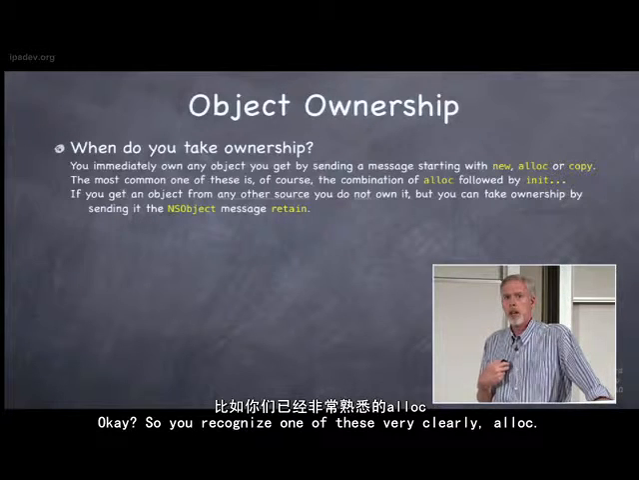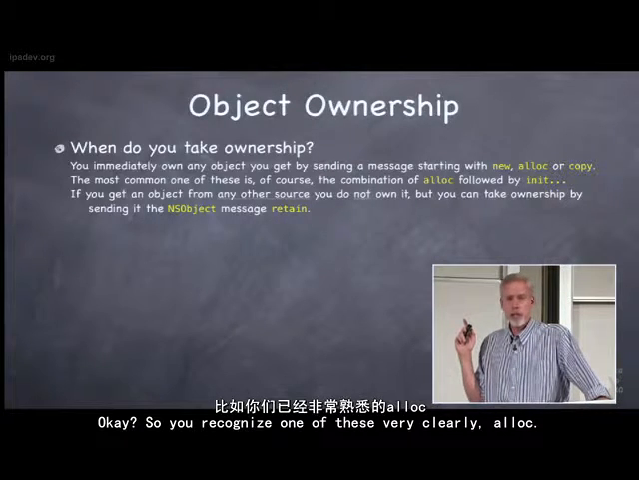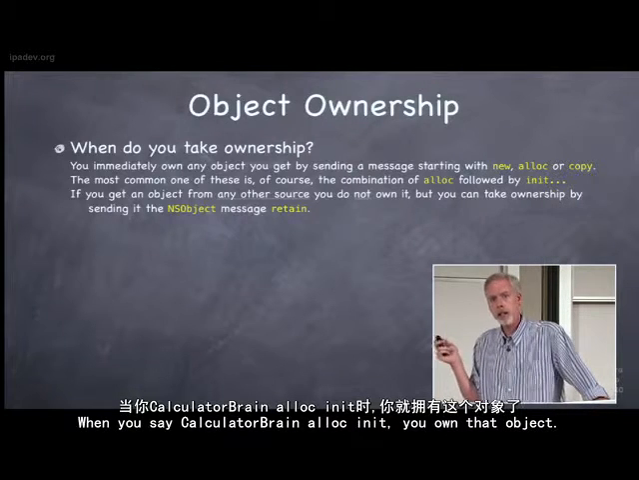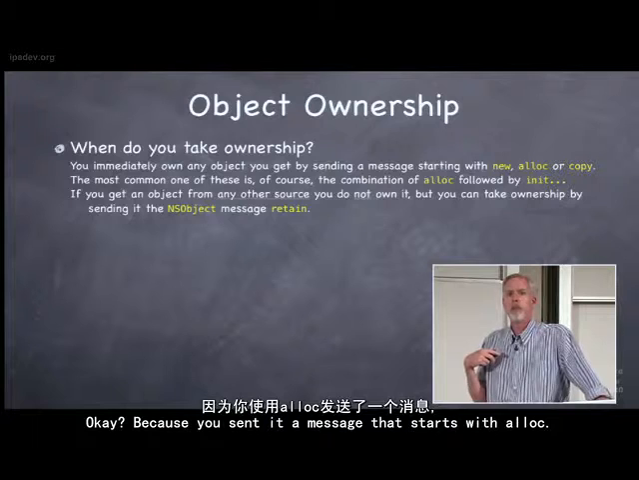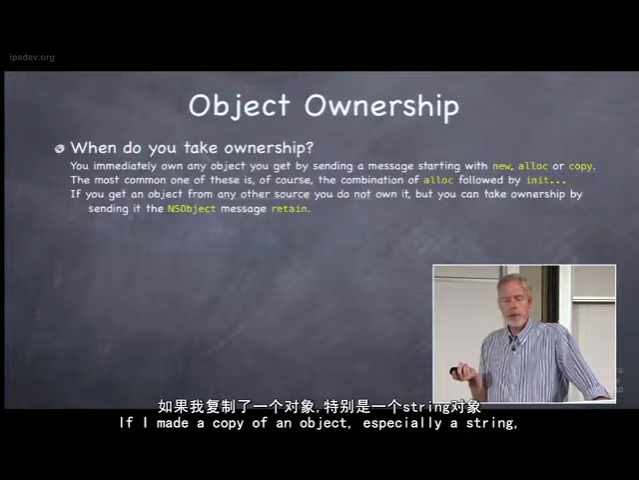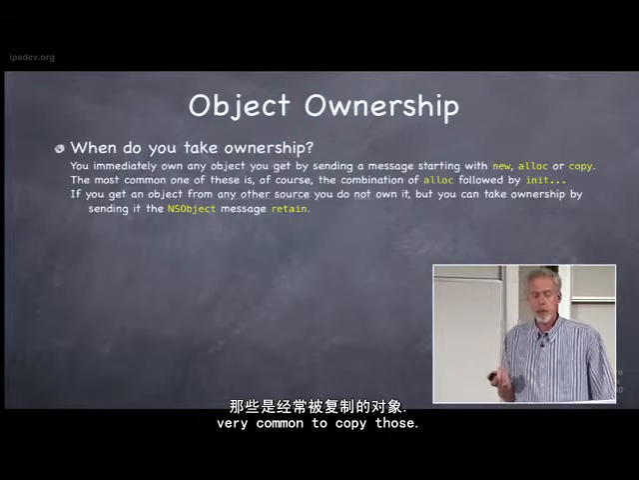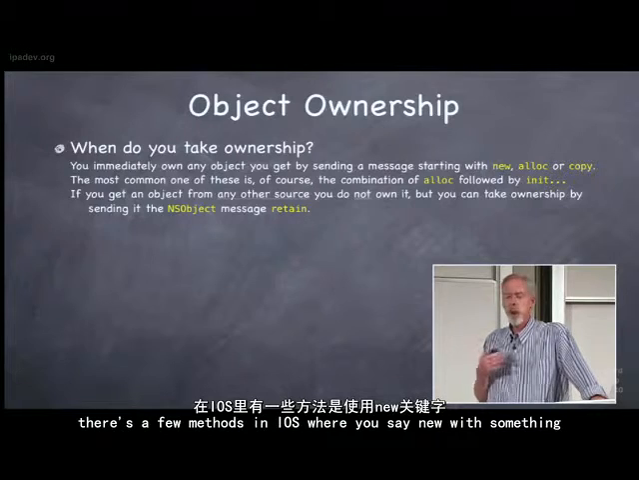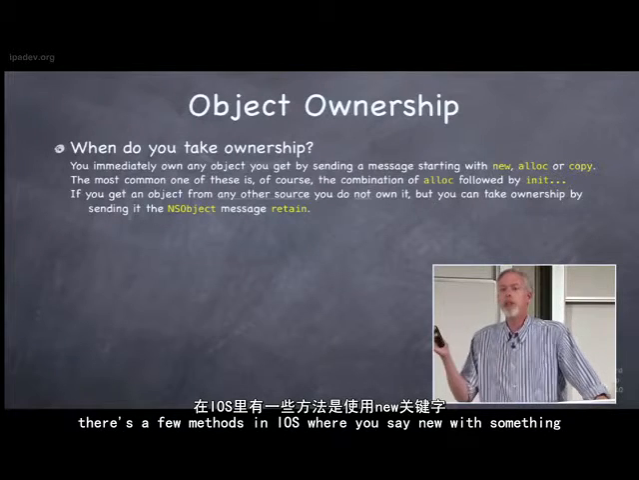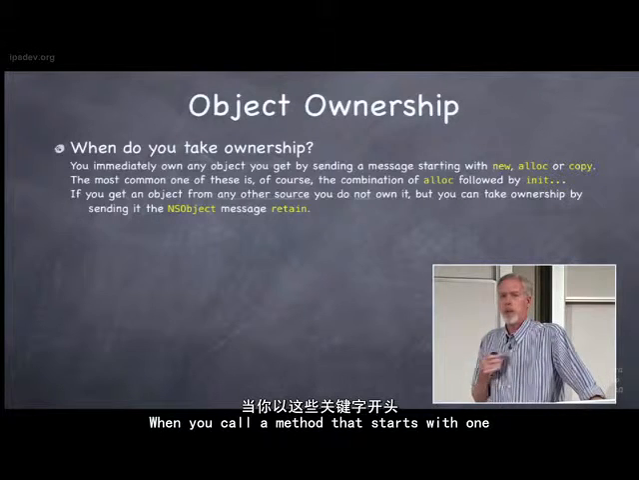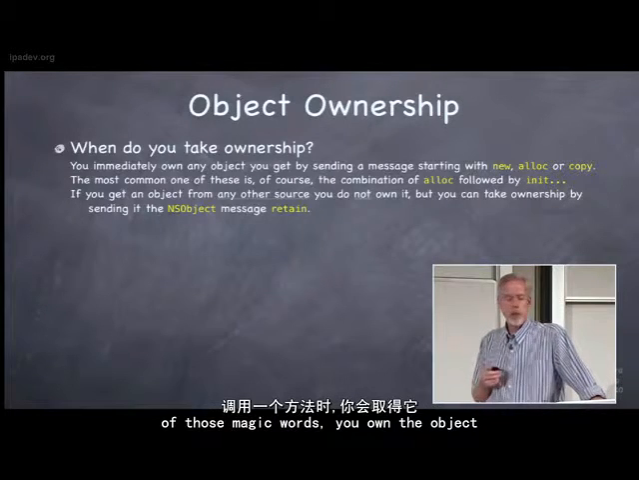Okay? So you recognize one of these very clearly, alloc. When you say calculator brain alloc init, you own that object. Okay? Because you sent it a message that starts with alloc. Same thing, copy. If I made a copy of an object, like a string especially, it's very common to copy those. And then there's a few methods in iOS where you say new with something and you'll get an object there too. But these are three magic words. When you call a method that starts with one of those magic words, you own the object that comes back to you.